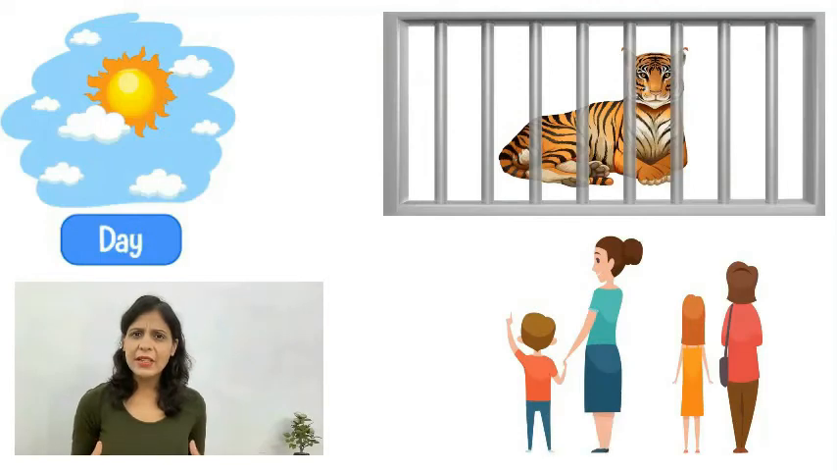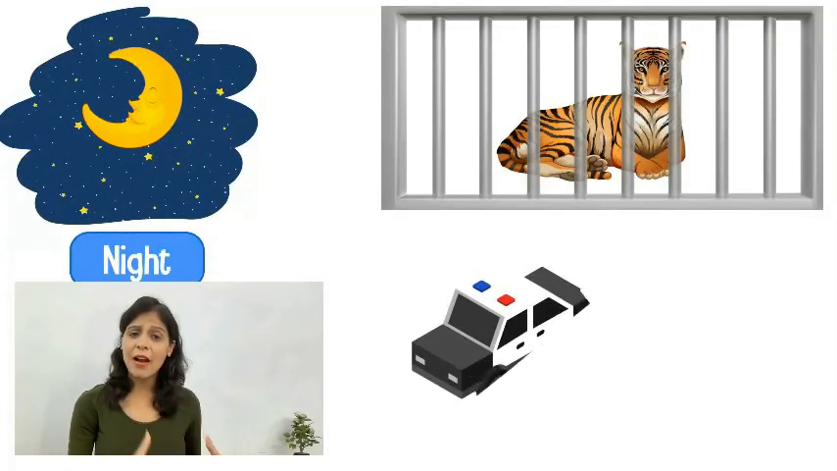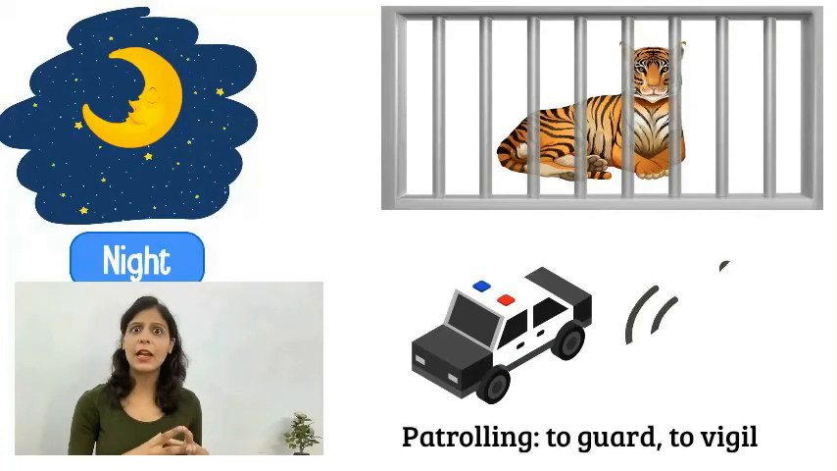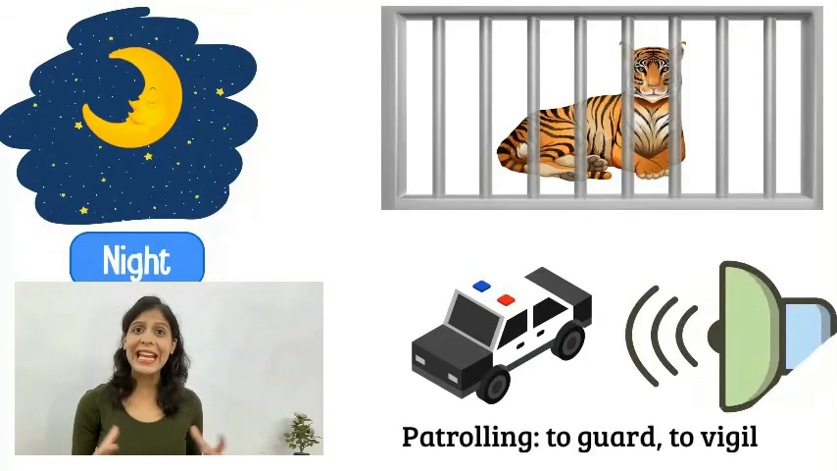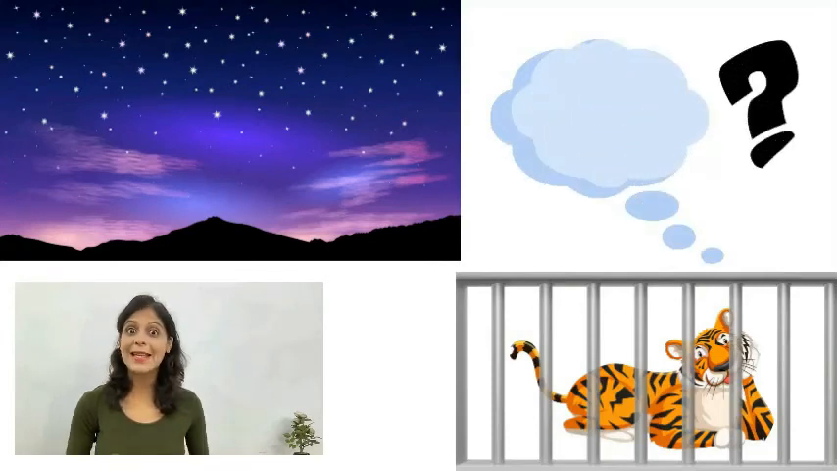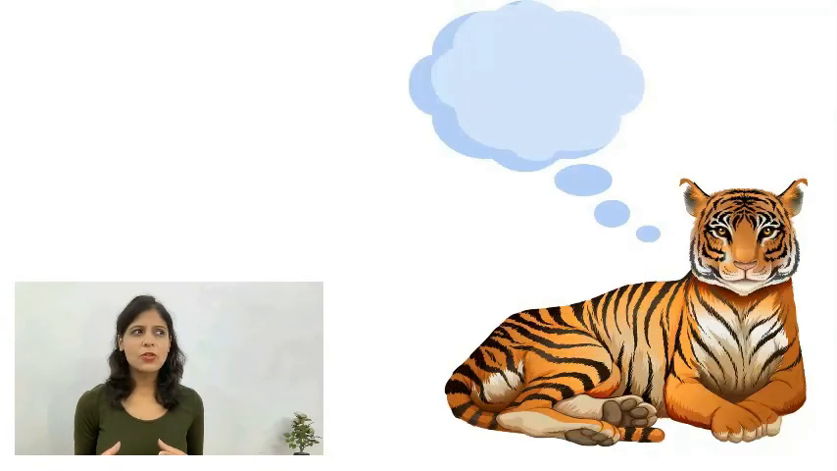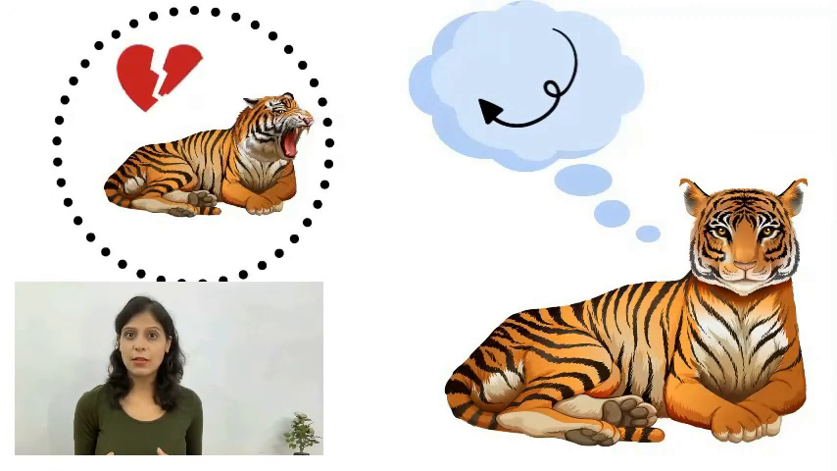Even at night, he remains disturbed due to the noise of the patrolling cars which are there to guard the zoo at night. He keeps staring at the brilliant stars with his brilliant eyes. Perhaps he's asking heaven why he has been imprisoned there. Or maybe he tries to divert his thoughts. So that's all about the poem.